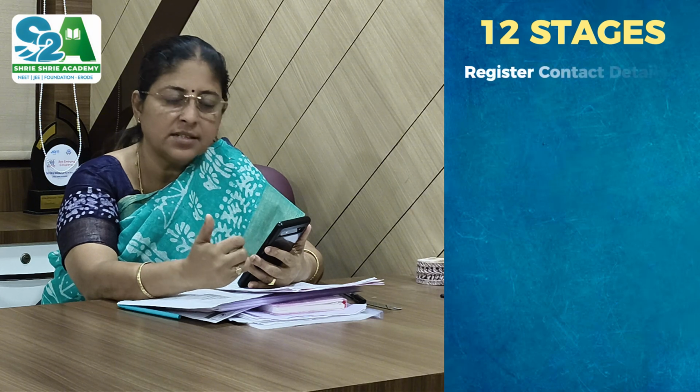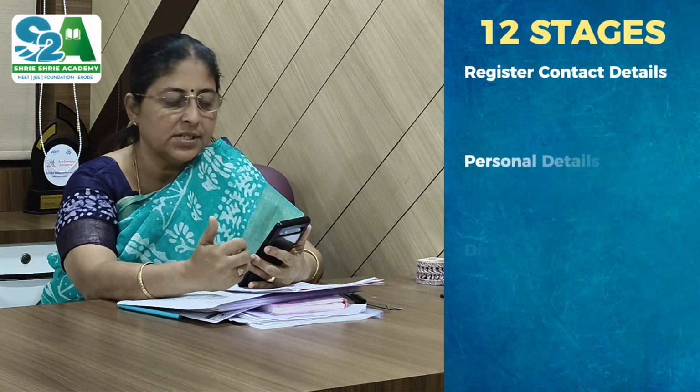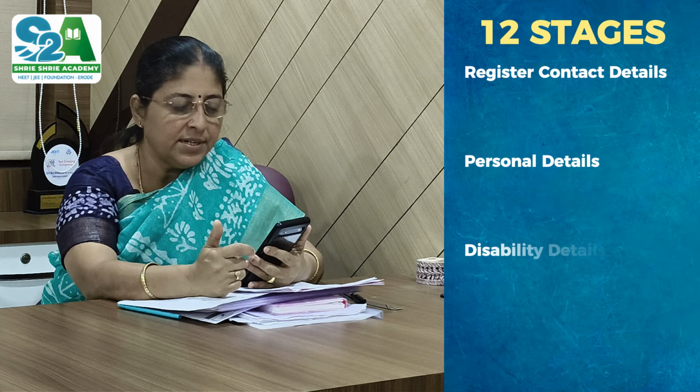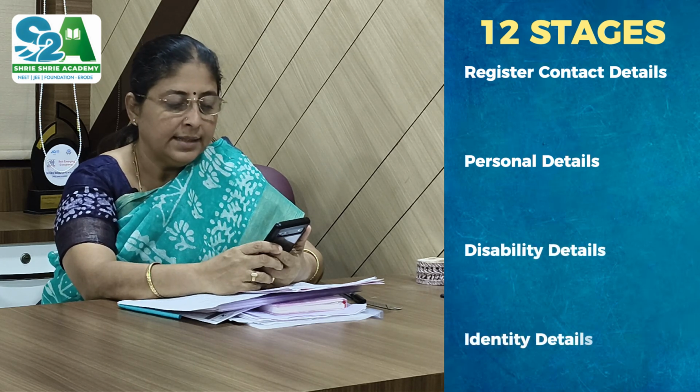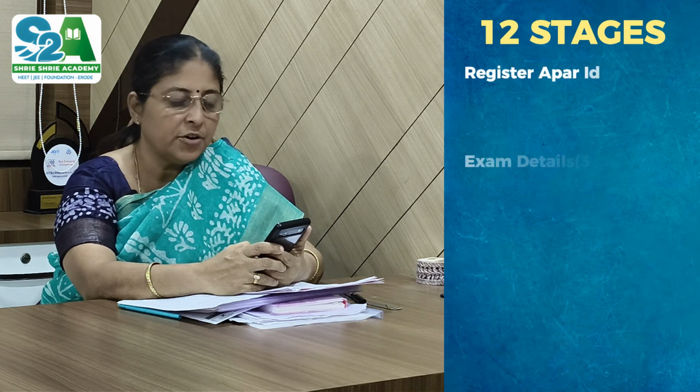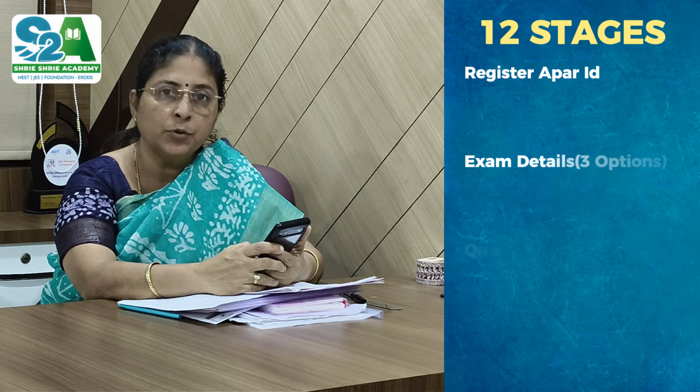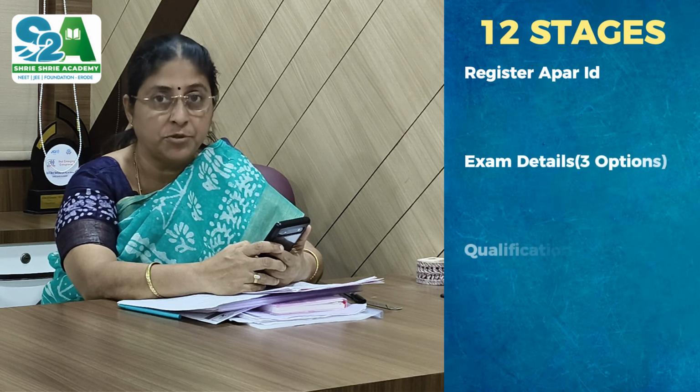It's a 12-stage process. First stage is you have to register your contact details. Second stage, your personal details. Third stage, your disability details. Fourth stage, you have to register your identity detail. Then you have to register your Aadhaar ID if you have. Then register your exam and center details. You again have 3 options there.